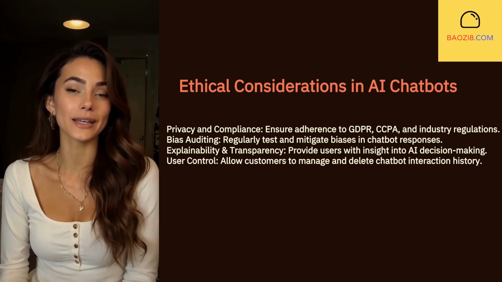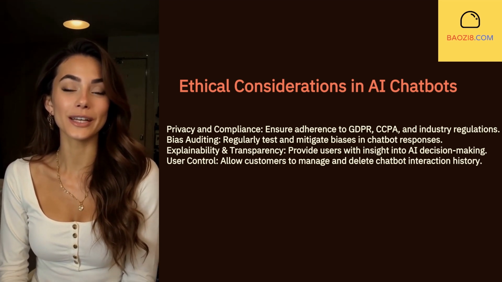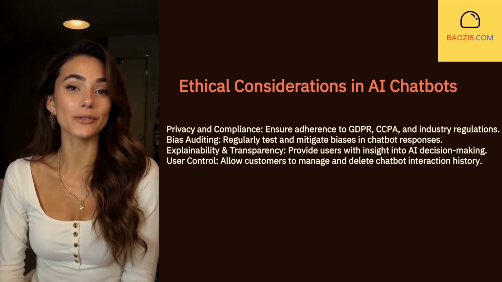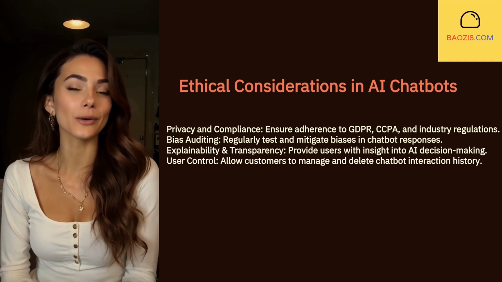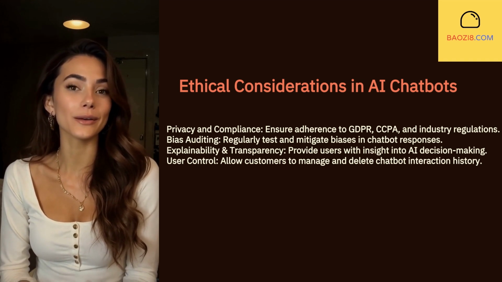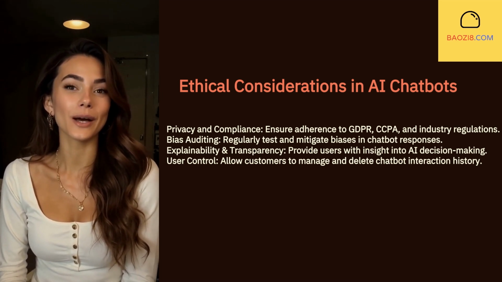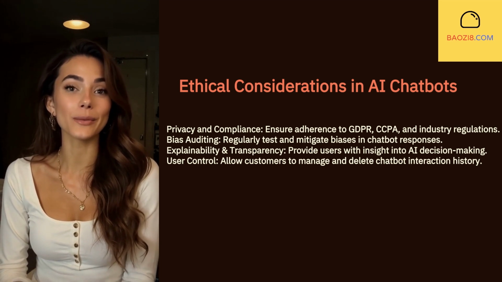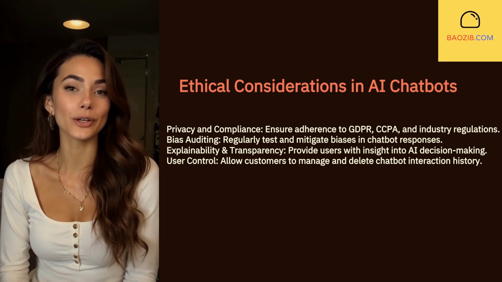Bias in AI models can lead to unfair or discriminatory responses. Regular bias auditing, including adversarial testing and dataset diversity analysis, helps identify and correct potential biases in the chatbot's behavior. Explainability and transparency allow users to understand how responses are generated. By offering clarifications, e.g., this answer is based on our latest product information, we improve trust and user experience. Finally, user control mechanisms must be available, allowing customers to review, manage, or delete their chatbot interaction history. This ensures compliance with privacy regulations while giving users greater control over their data.